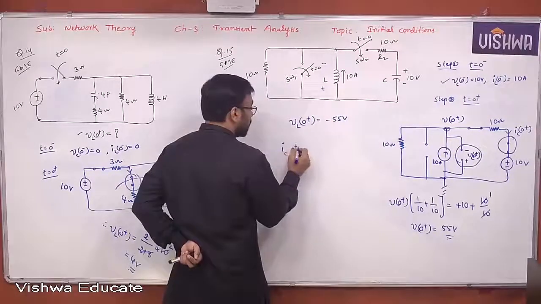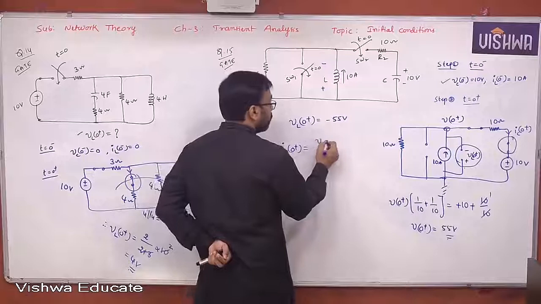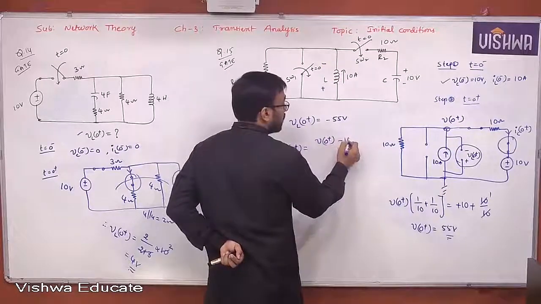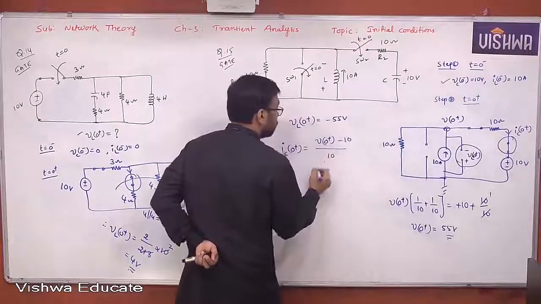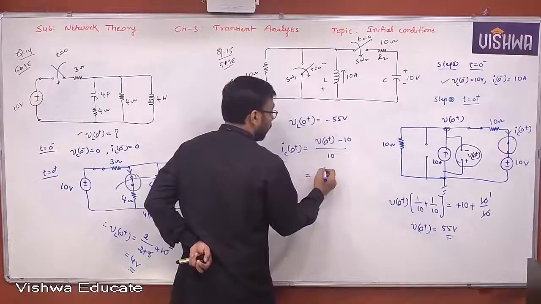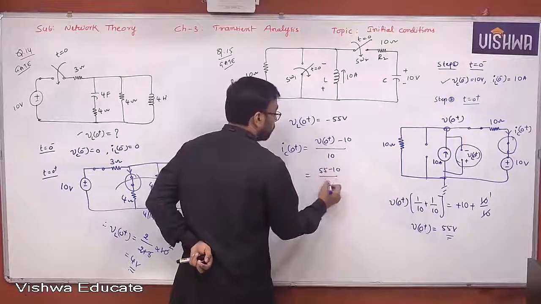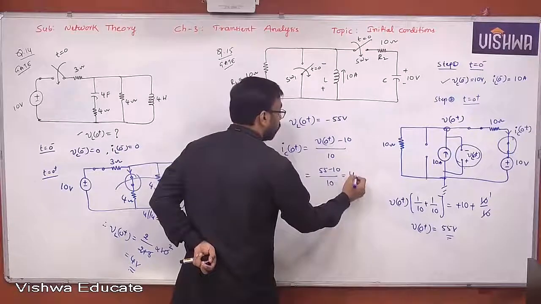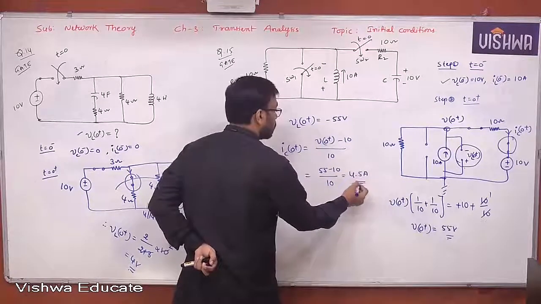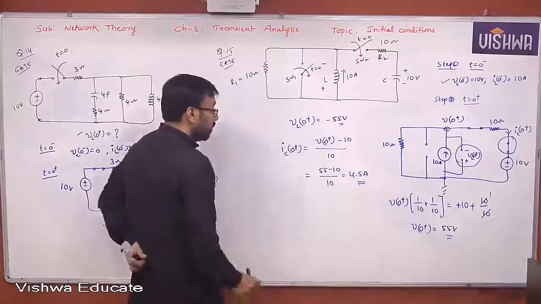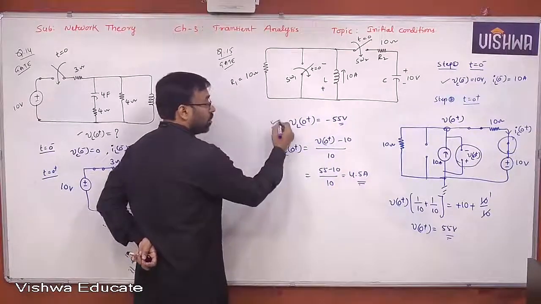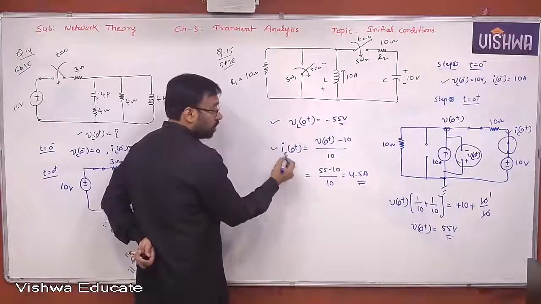IC of 0 plus is V of 0 plus minus 10, by 10. So what is that? 55 minus 10 by 10, 45 by 10, that is 4.5 amperes. Yes, all of you, okay, 4.5 amperes. Then finally you got VL of 0 plus is minus 55, IC of 0 plus is 4.5.